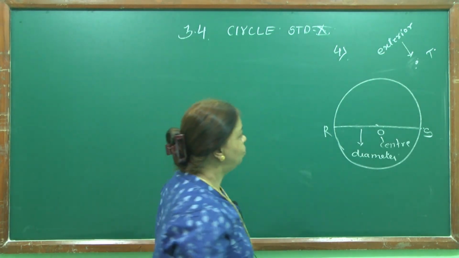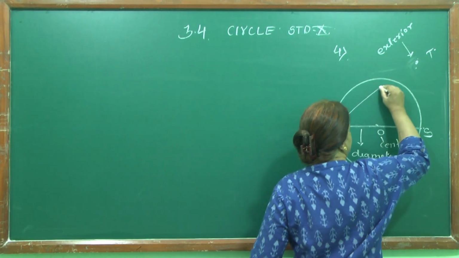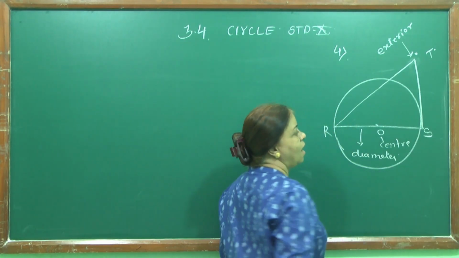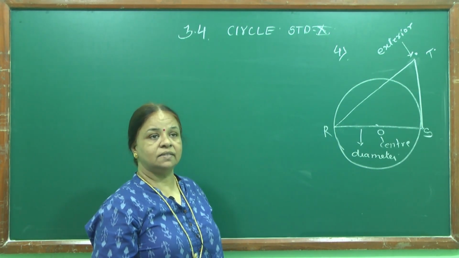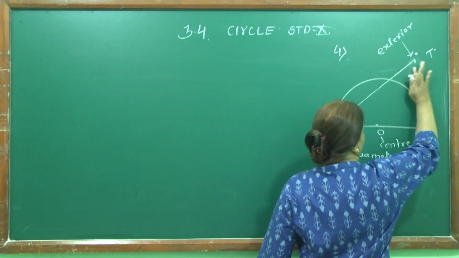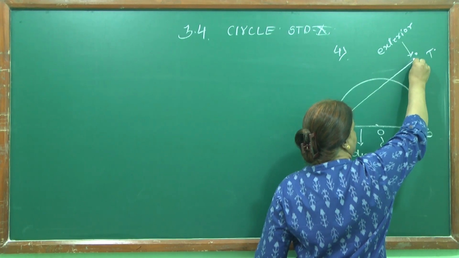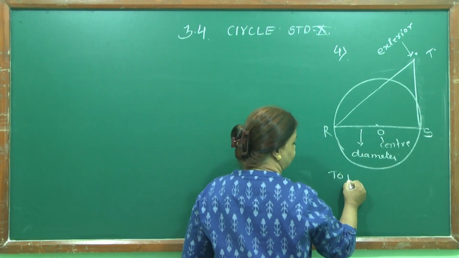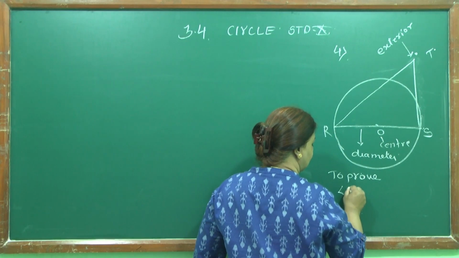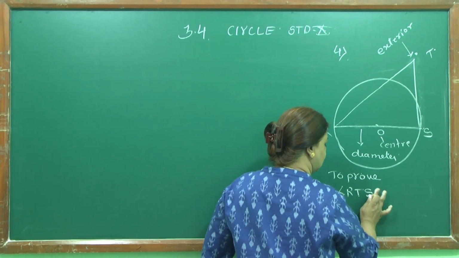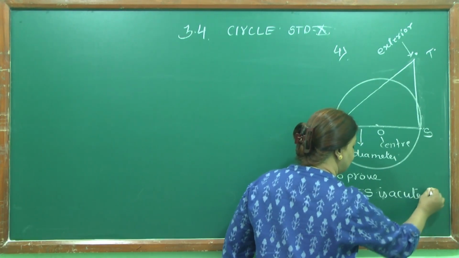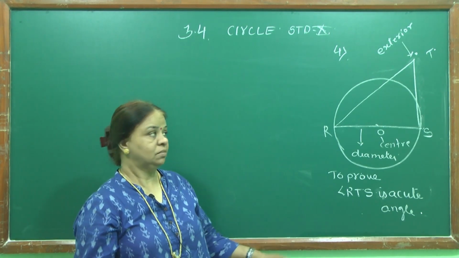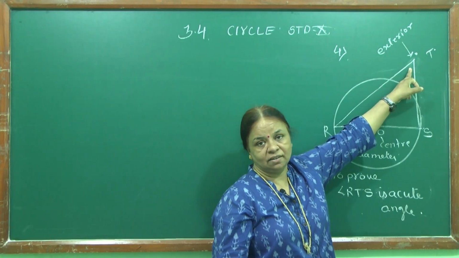Okay, and what we want to prove, you know, angle RTS is an acute angle. Let me draw the diagram properly. We want to prove that angle RTS is an acute angle. To prove angle RTS is acute. What do you mean by acute angle, children? Acute means which is less than 90 degree. Means you want to prove that this angle is less than 90 degree.